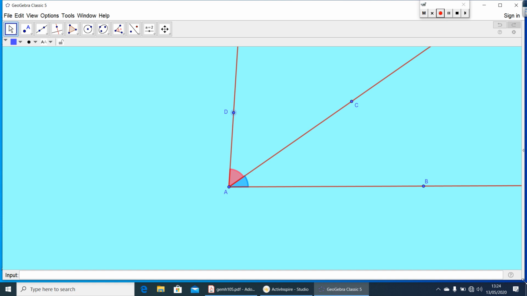Now let me change the position of the non-common arm. Now you see what happens. What about the non-common arms, that is AB and AD? These two non-common arms become opposite rays because they are on opposite sides, or these two rays become a line. Now this kind of pair of angles, we can call a linear pair of angles.